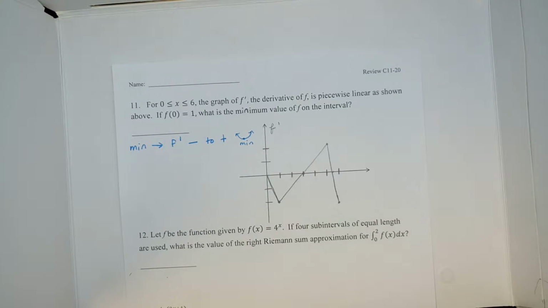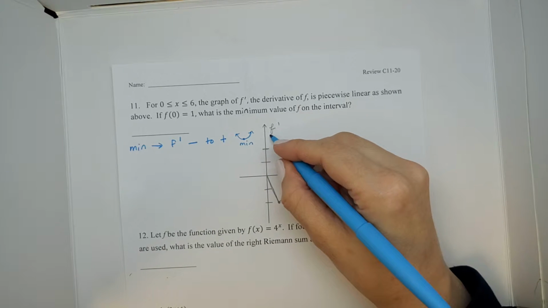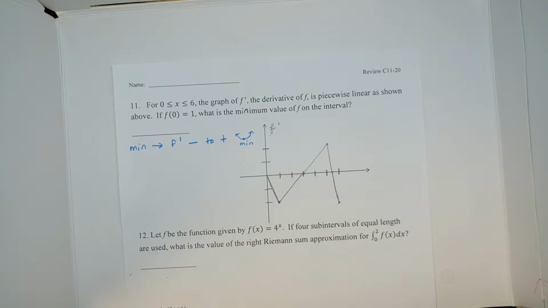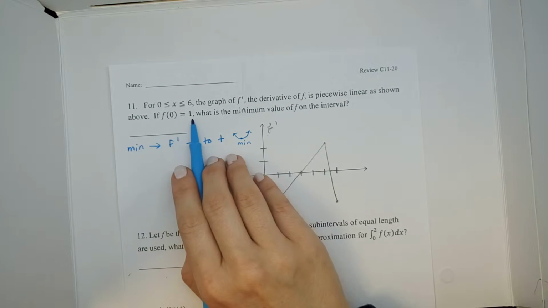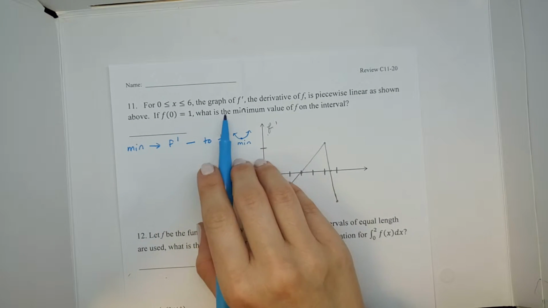This is review C, numbers 11 through 20. On number 11, we're given a graph from 0 to 6, and it says that this is the graph of f prime, or the slope of f. We also know that f of 0 is equal to 1, and it asks what is the minimum value of f on the interval.